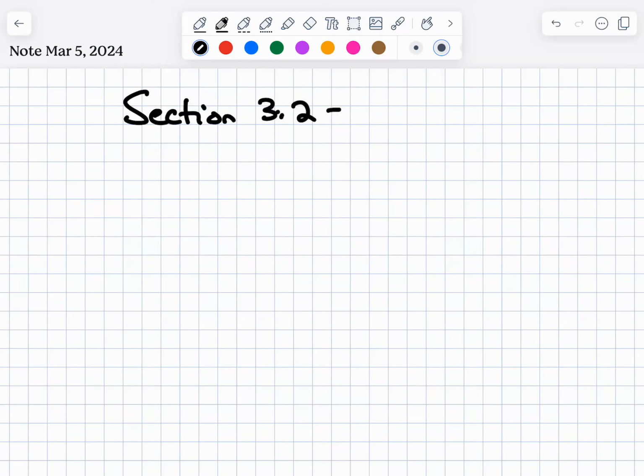Okay, so section 3.2, which is on averages. So this might be a review for a lot of you guys. These are important things, but it might just be something you need to brush up on. So we're starting a new section.